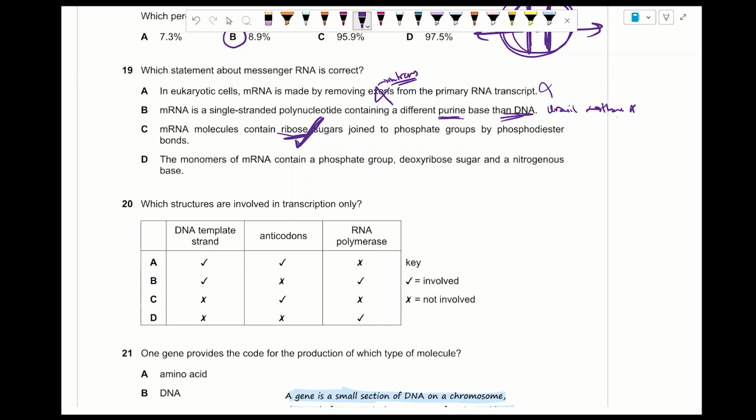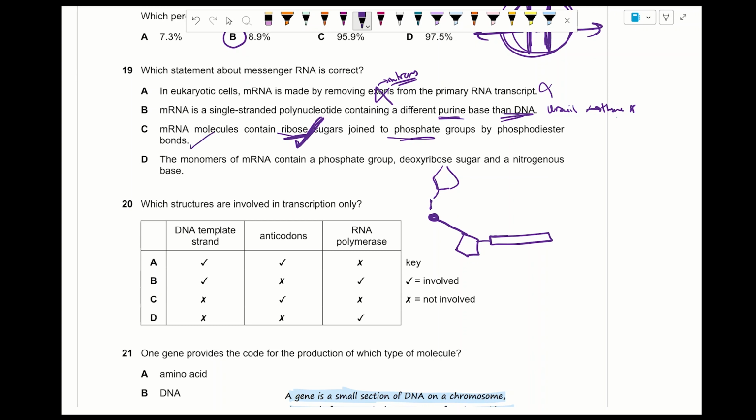And yes, they are joined to phosphate groups by phosphodiester bonds between the phosphate part, since a single nucleotide is made by a nitrogenous base, a pentose sugar, which could be a deoxyribose or a ribose sugar, if we're talking about mRNA, and a phosphate. What happens in a phosphodiester bond is that phosphate, which is negatively charged, binds with the OH part of the ribose sugar of another nucleotide. Therefore, forming a phosphodiester bond.